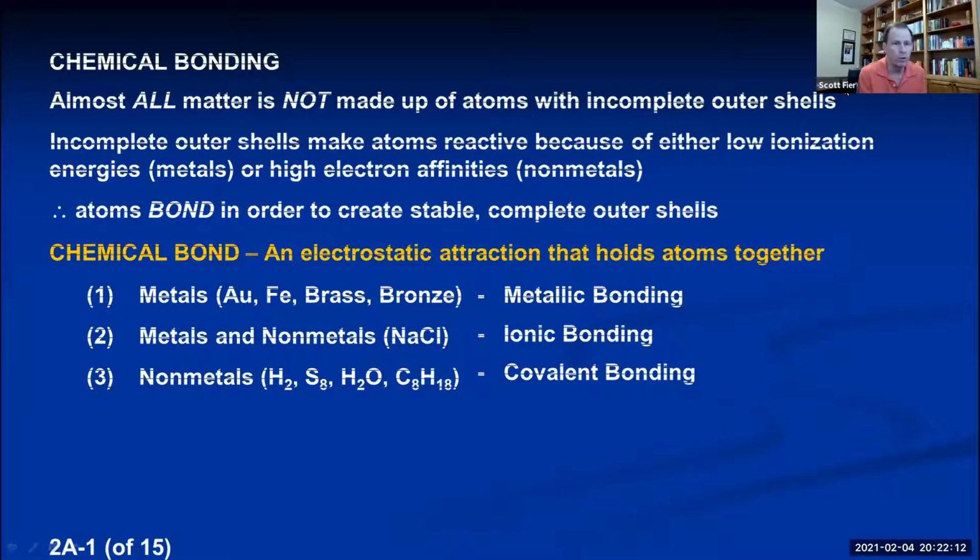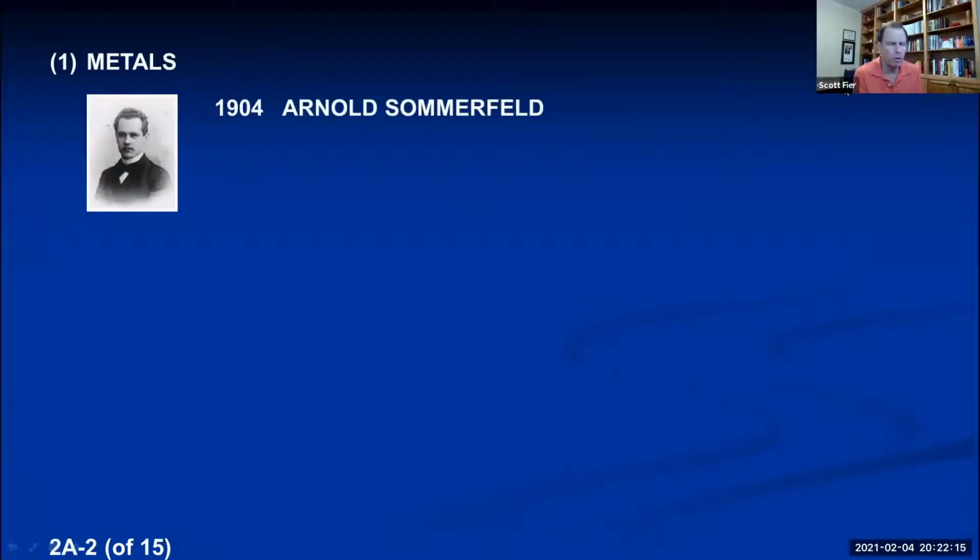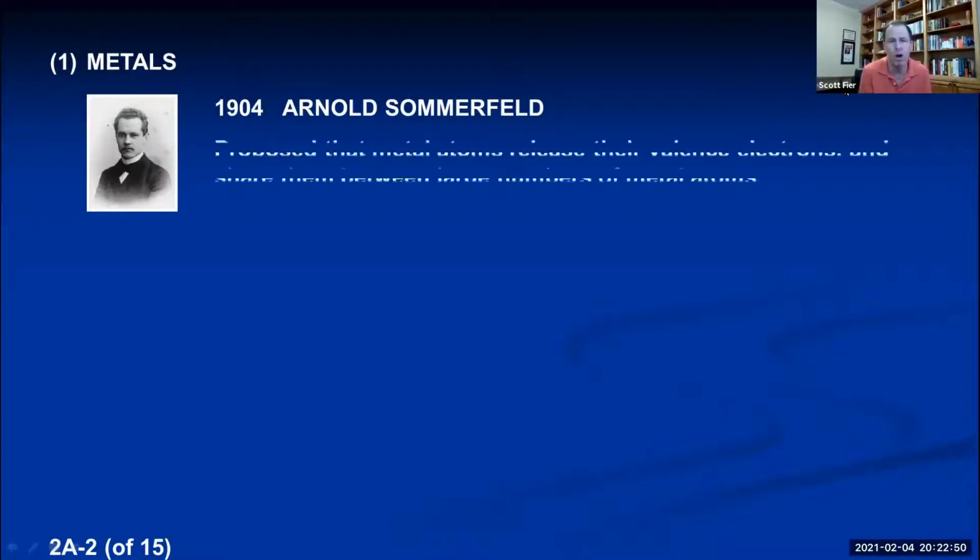So let's talk about metals first. The first person to try to describe the type of bonding that metals undergo was Arnold Sommerfeld, in the early 1900s, 1904. Sommerfeld, realizing that metals have low ionization energies, thought, when you put a bunch of metal atoms together, what if the valence electrons in those metals somehow break away from the individual atoms, and those valence electrons migrate around all the metal nuclei? Well, the electrons are negative, the nuclei are positive. Maybe those free-floating electrons might be an attractive force to hold all the nuclei together as a solid unit.